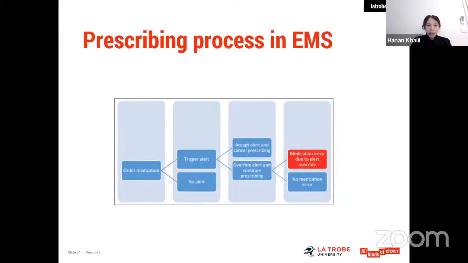Now, just to let you know, normally in the prescribing process, you order the medication, and sometimes if there's an allergy, or if the doctor is prescribing a medication that's interacting with another one, it does trigger an alert. And if it does trigger an alert, then sometimes you accept the alert and cancel the prescribing, and sometimes you override the alert if you're too tired and just continue prescribing.